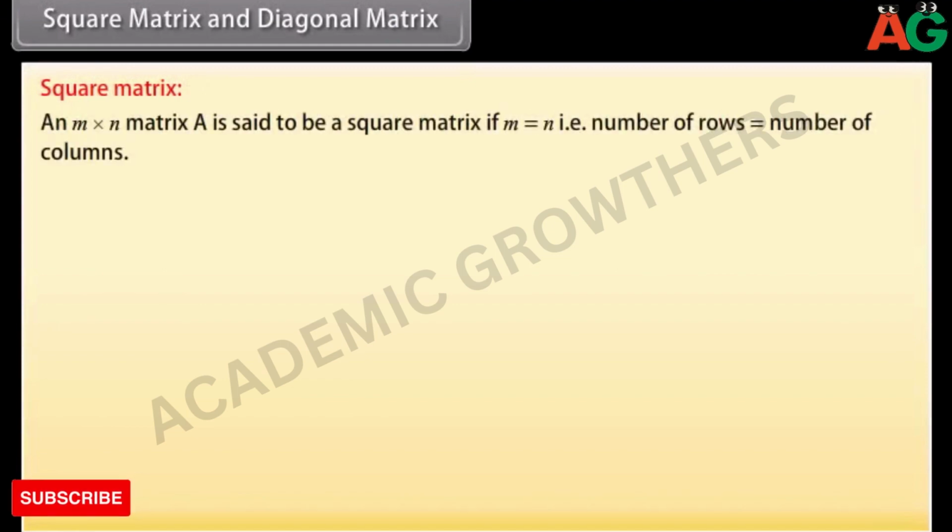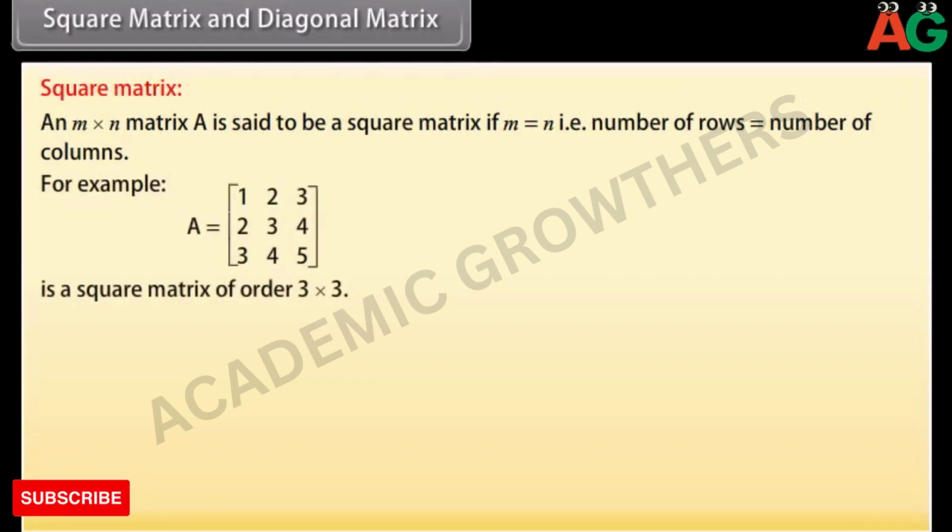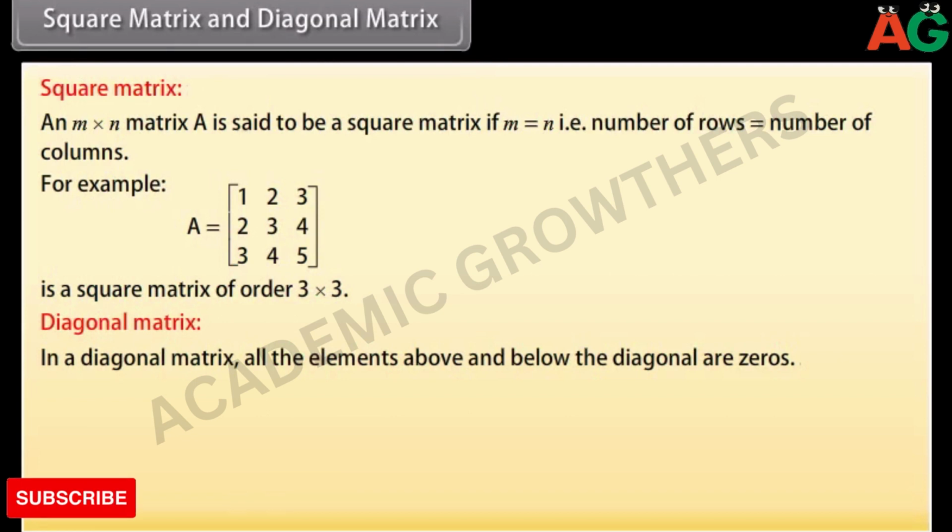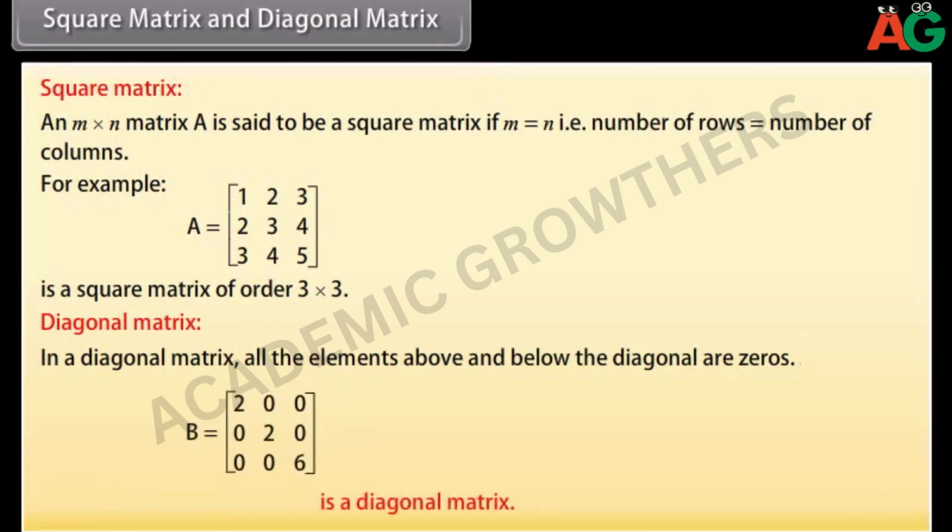Square matrix and diagonal matrix. Square matrix. An m by n matrix A is said to be a square matrix if m is equal to n, that is, the number of rows is equal to the number of columns. For example, A is a square matrix of order 3 by 3. Diagonal matrix. In a diagonal matrix, all the elements above and below the diagonal are zeros. For example, B is a diagonal matrix.